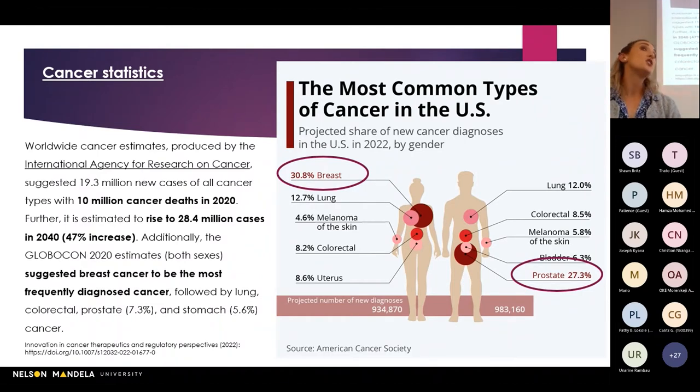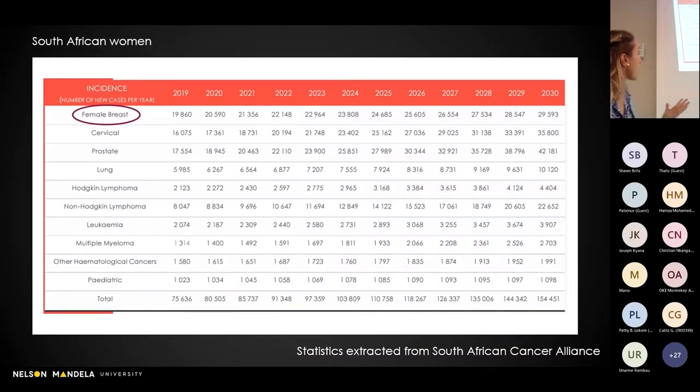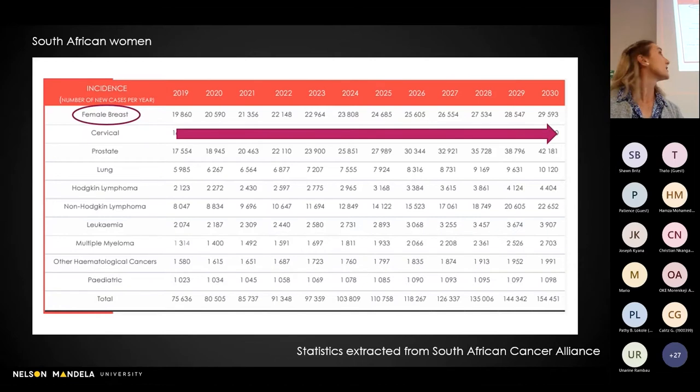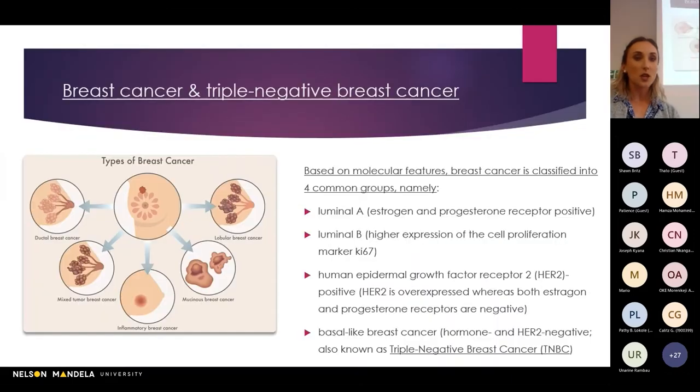The GLOBOCAN 2020 estimates that breast cancer is the number one form of cancer diagnosed across both sexes, followed by lung, colorectal, prostate, and stomach cancers. In South Africa specifically, out of all the cancers that have been diagnosed and recorded, it was found that breast cancer was the number one form of cancer diagnosed across the South African continent. And with the number of diagnoses reported or estimated to increase in coming years, you can see how we have almost 10,000 new diagnoses estimated into the year 2030.